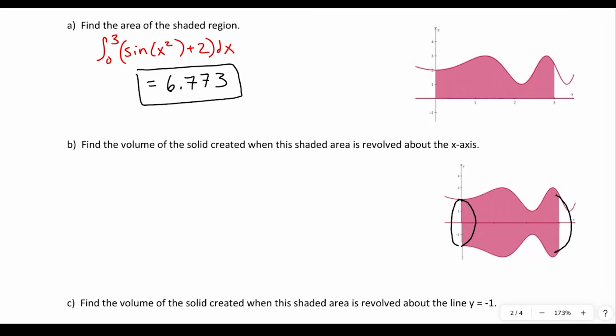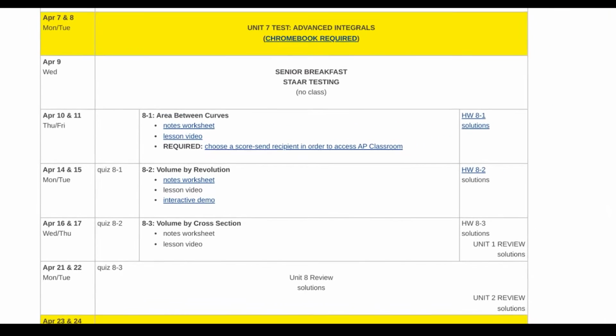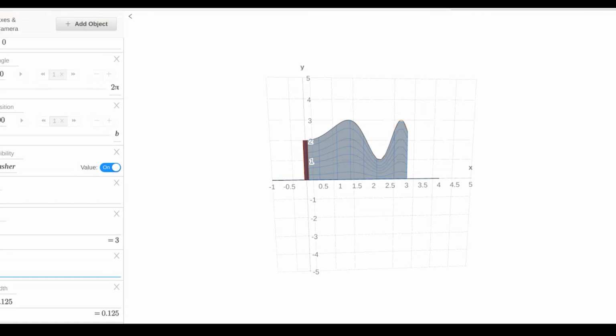Let me show you, though, more precisely what it looks like. I've got this demo linked on our website that you can find. Right on here, it says interactive demo. You can click on that, it'll bring you to this. I've already typed in the equation that we're looking at here. This is the region we're dealing with, and we want to revolve it around the x-axis. So I want to just show you what that really looks like.